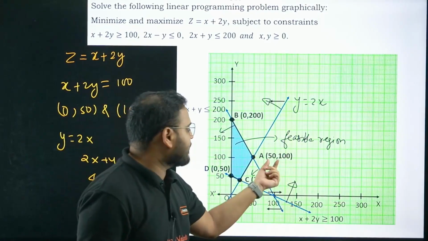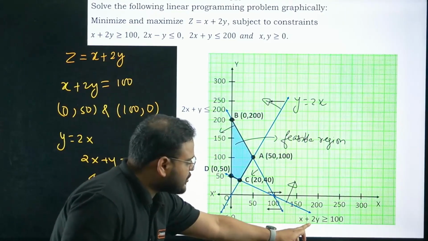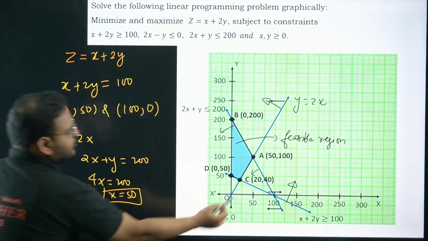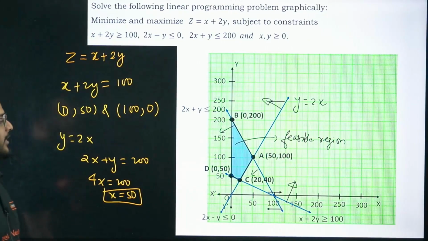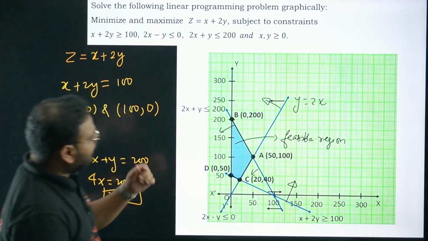y equal to 2x, right? 50, 100. Same way, you can put y equal to 2x in this equation, x plus 2y, you get the point as 20, 40. 20, 40, sir. Okay, so we have the corner points now known. One second. We have the corner points now known.